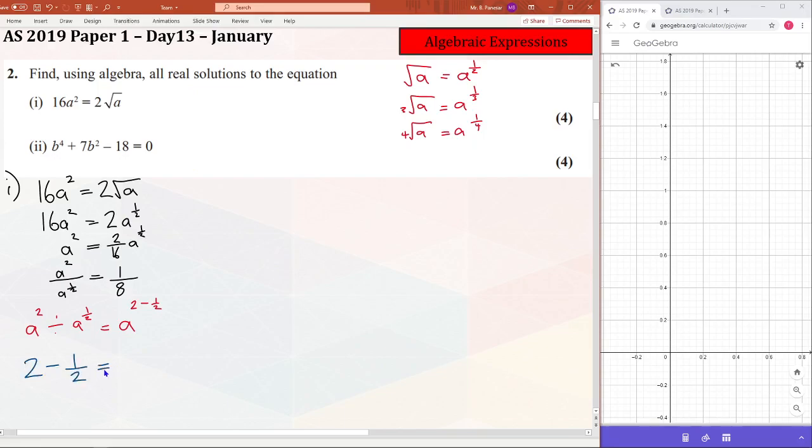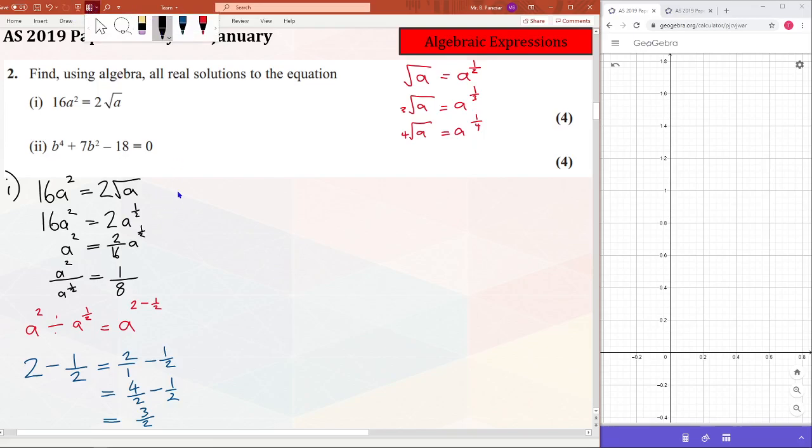2 minus a half is equal to 2 over 1 minus a half. If I want to subtract fractions, I need to have a common denominator, so I can make a common denominator of 2. And this left fraction can be rewritten as 4 over 2 minus a half. I'll have a common denominator of 2, take away the numerators, and you end up with 3 over 2. You should be able to do that very, very quickly, but I'm just going through it step by step for you.